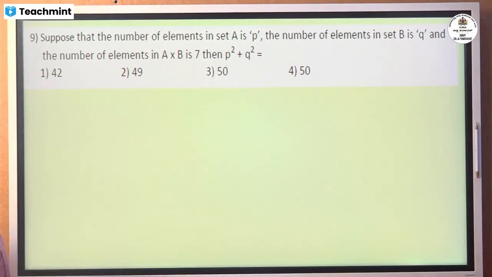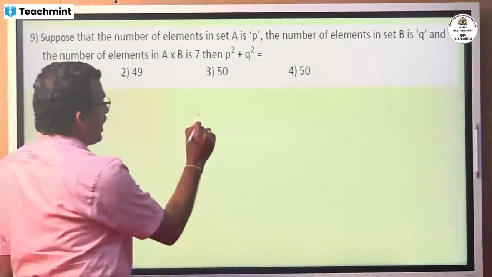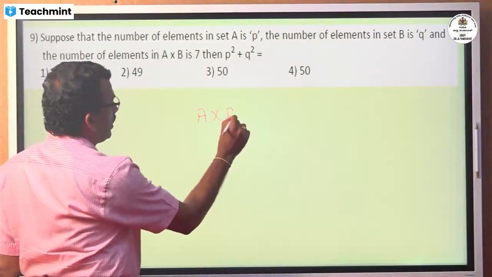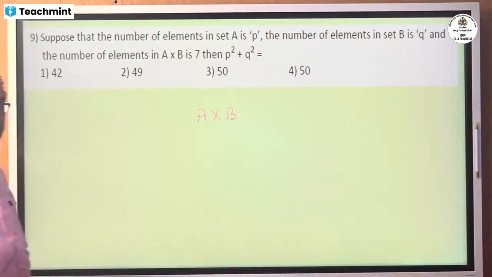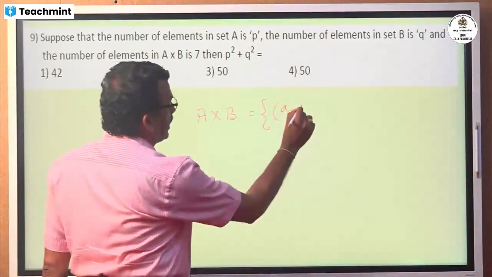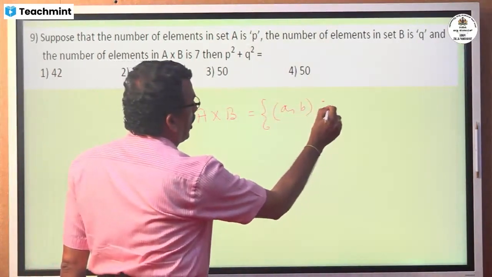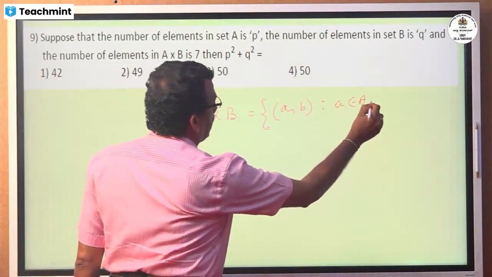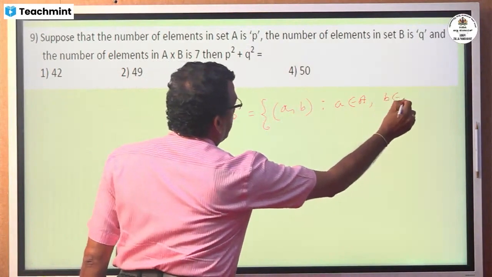Suppose that the number of elements in the set A is P, number of elements in the set B is Q, then the number of elements in A cross B is 7. Then P square plus Q square is. What is A cross B or A Cartesian product B? It is a set with all ordered pairs of the form (a, b) such that a belongs to A, b belongs to B.